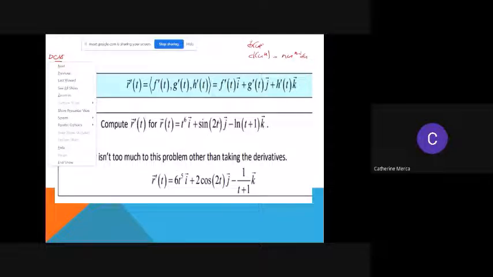Pero may 2t pa man. Cosine u du. So what's the derivative of 2t? 2. So that's why you have 2 cosine of 2t. Correct?